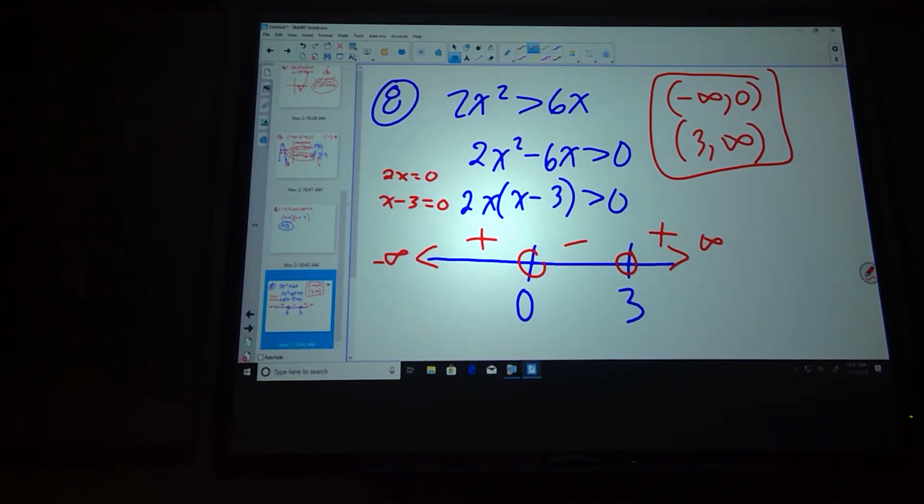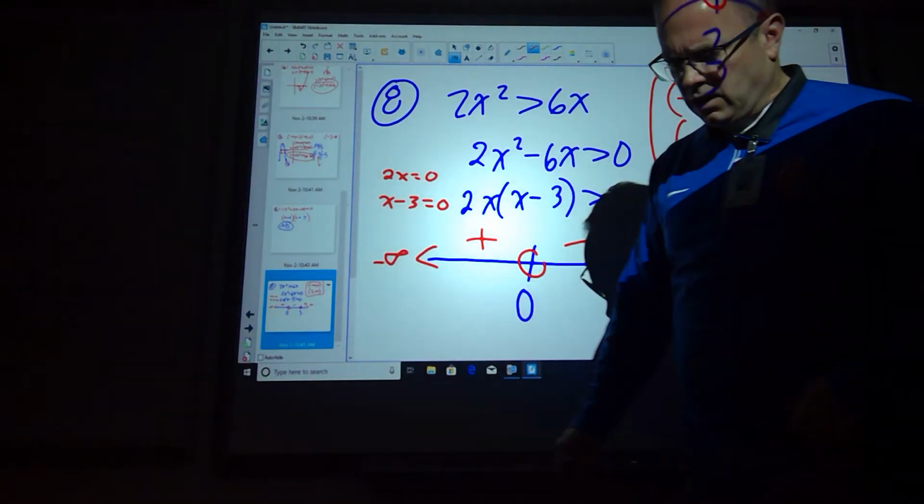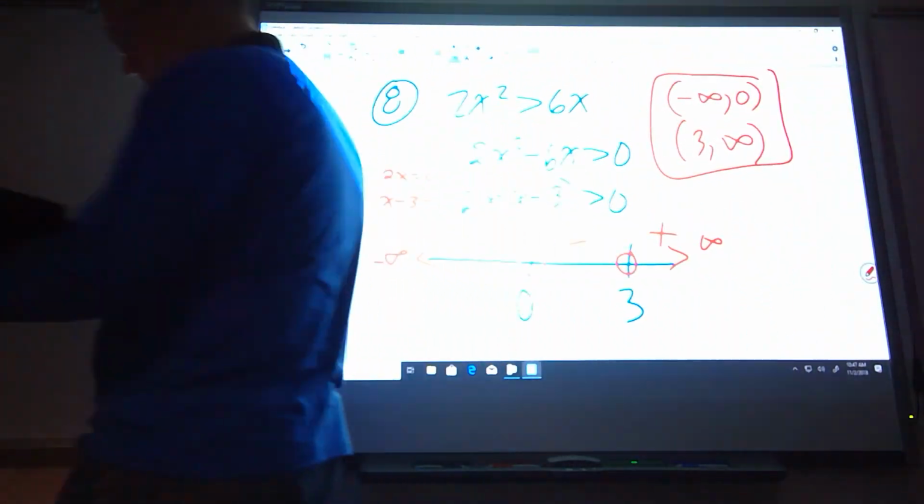What else off of T? 10? Okay. Can I move off this one?